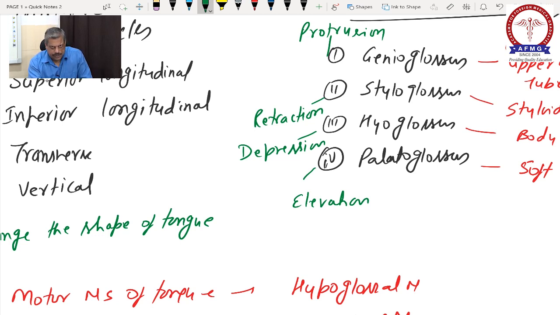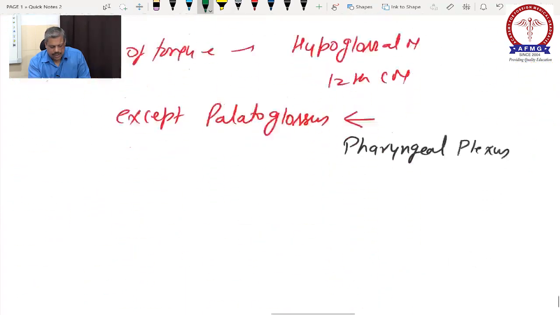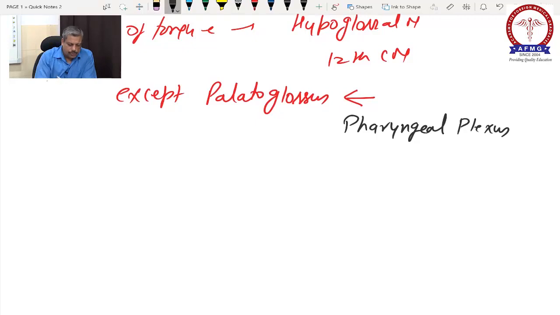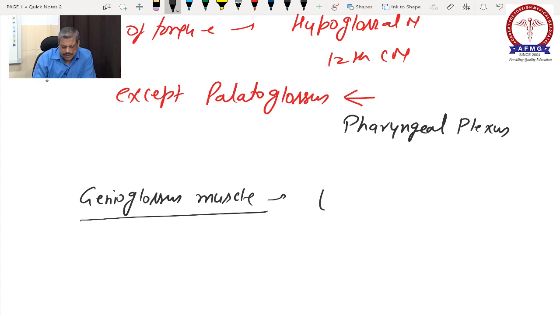Clear? So these are the action of these muscles, out of which genioglossus is a very important muscle, frequently asked in the exam. In the previous exam, December 2019, this muscle is asked. So we will talk about the genioglossus muscle. I will show you the image of genioglossus muscle. This is the largest muscle of the genioglossus. It is the fan-shaped muscle.